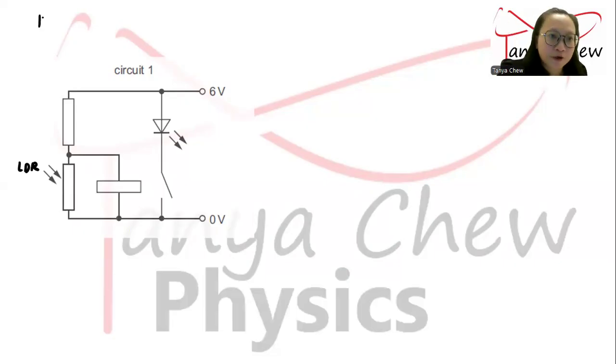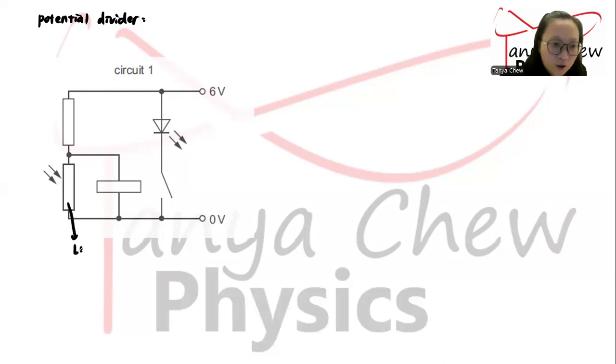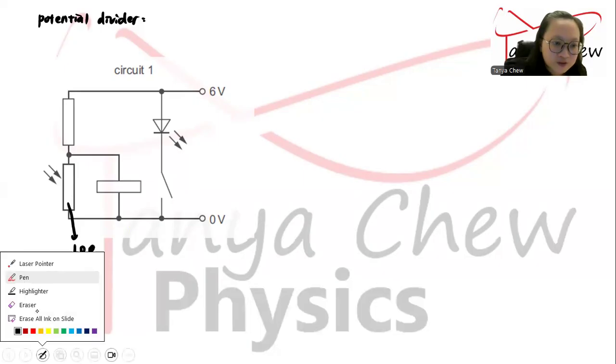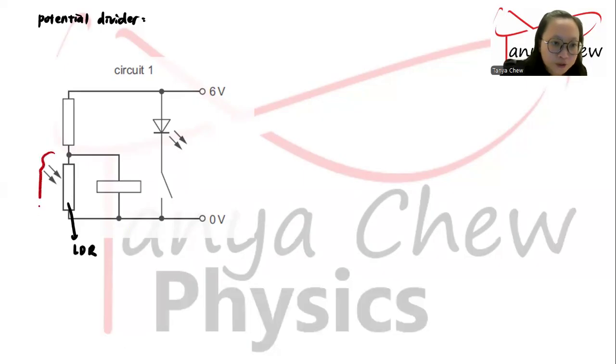For a potential divider, it is just a ratio. I will put here V output. V output is the one that is connected to the switch. Now, this is my V output, so V output is related to the LDR. Let me shift the word LDR because it is disturbing me a bit. This thing is called LDR, light dependent resistor. So V output is here, V out.